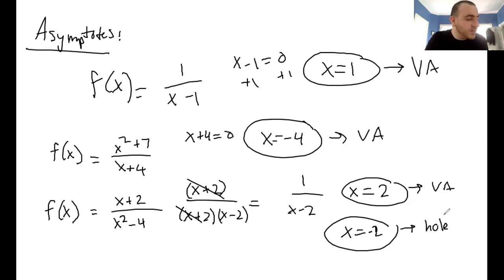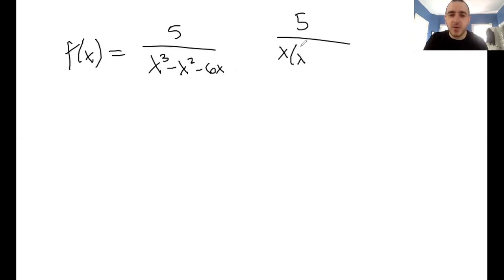Okay, the next thing we're going to do is a little bit more complex, so pause here if you want to take some notes, and we're going to move on. The next one is f of x equals 5 divided by x cubed minus x squared minus 6x. Your first step should be factoring. Right away, I see that I can factor by GCF because all of them share 1 x. So I'll do 5 over x times x squared minus x minus 6. Then I'm looking at that trinomial, and I'm like, wait a second, that's factorable.